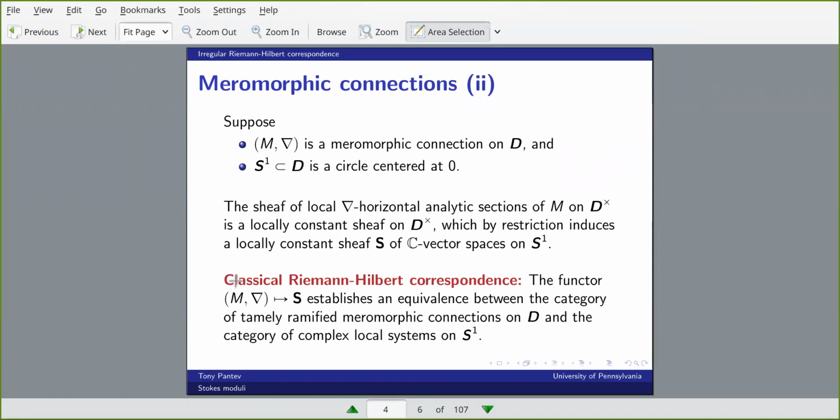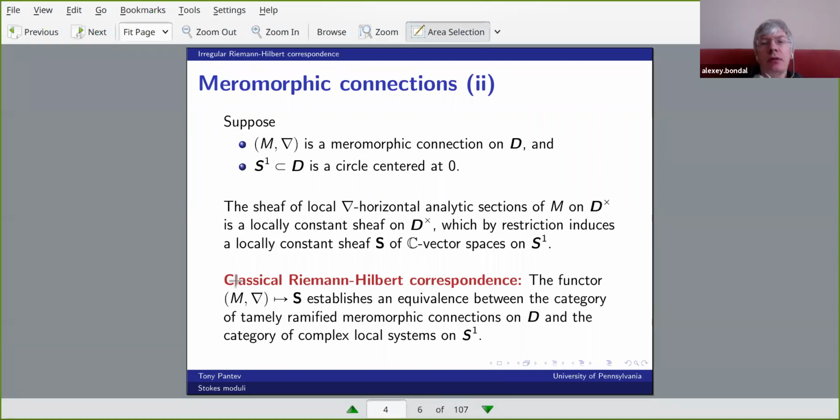And let me just recall the most basic version of the Riemann-Hilbert correspondence, which is relevant to this picture. So if you take a meromorphic connection on the disk and a circle centered at 0 inside the disk, then the nabla-horizontal analytic sections of our bundle on the punctured disk will give you a locally constant sheaf on the punctured disk, which you can restrict to the circle. You'll get a locally constant sheaf of vector spaces on the circle.